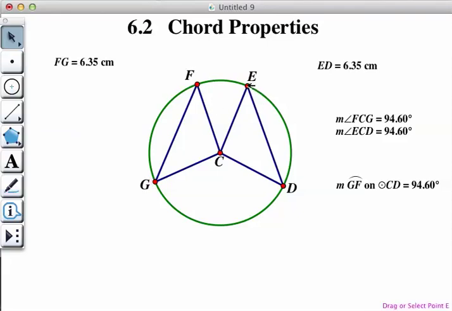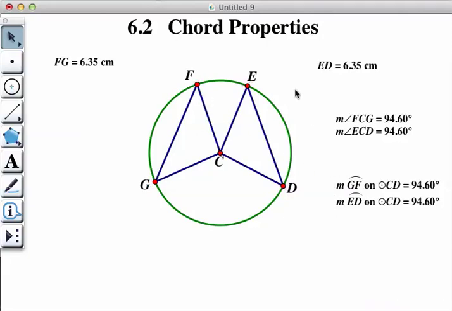So what's a good conjecture that I can make about arc ED? What's the measure of that going to be? Well, that one should be 94.6 degrees as well. And it is. So not only do congruent chords define congruent central angles, they also intercept congruent arcs. So if I know that chord FG is congruent to chord ED, then I know that arc ED has the same measure as arc FG.